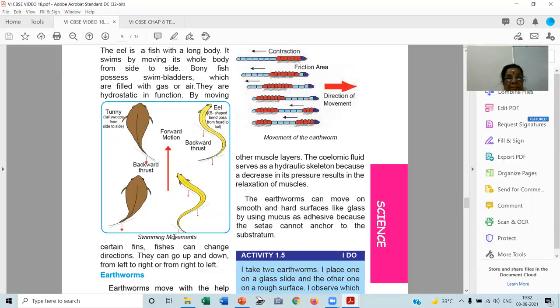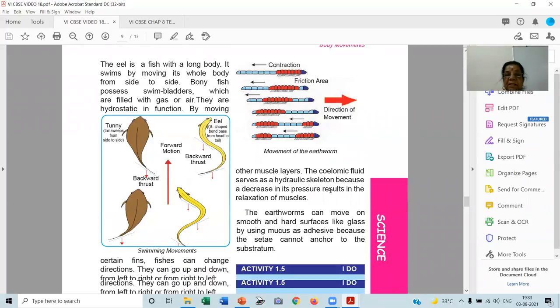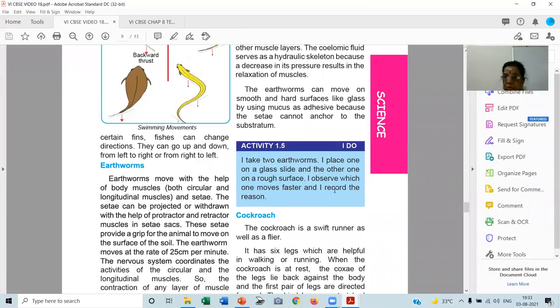By moving certain fins, fishes can change direction. They can go up and down, from left to right or from right to left. Then the earthworm, detailed solution with the help of bristles, or setae structure, it gets the grip, and then by the contraction and relaxation of the circular and longitudinal muscles, the earthworm moves.